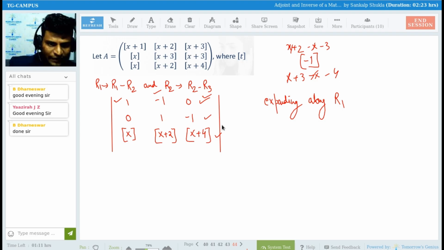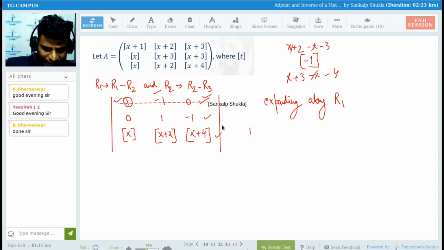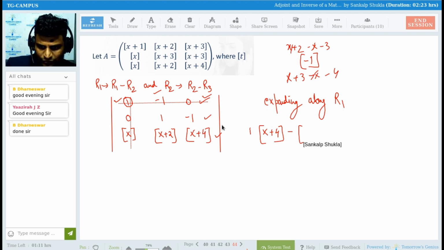So now how do we solve it? First we have to write the first element. So first element I will write. And then I'll do the same thing that I was doing in the minor: I will slash this line and slash this line. Now I'll take the cross multiplication. So cross multiplication is x plus 4 minus x plus 2 plus x plus 2 it will be.